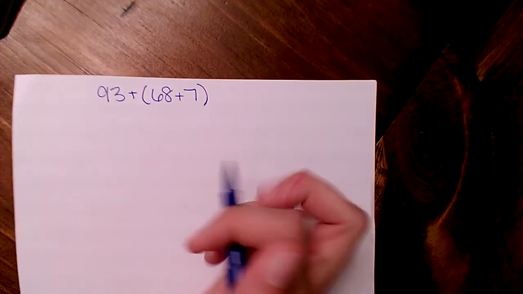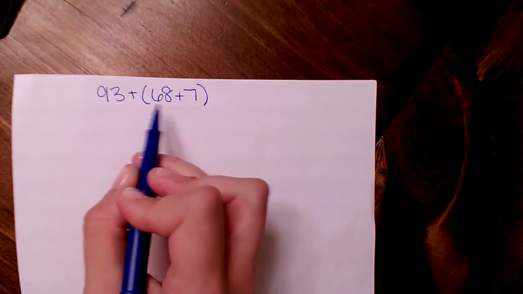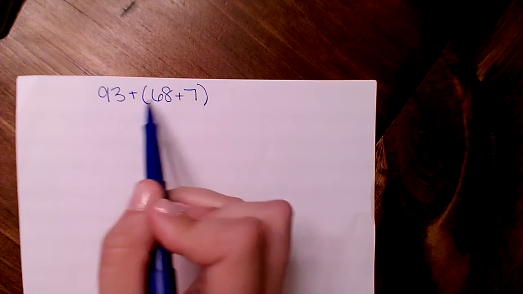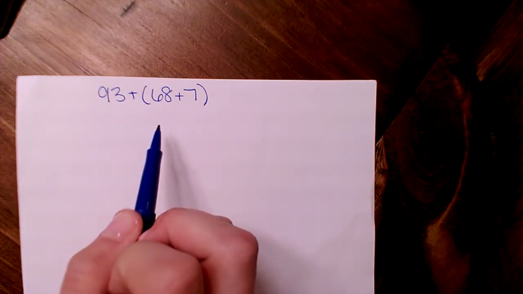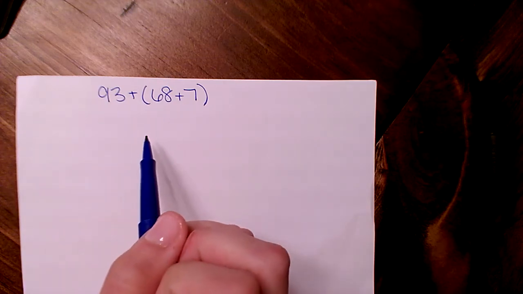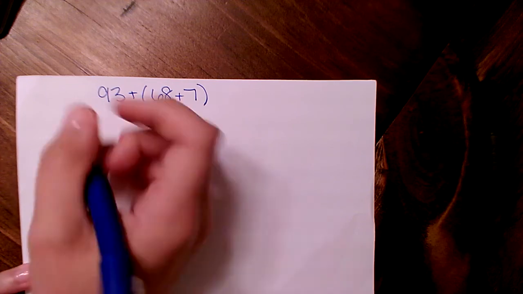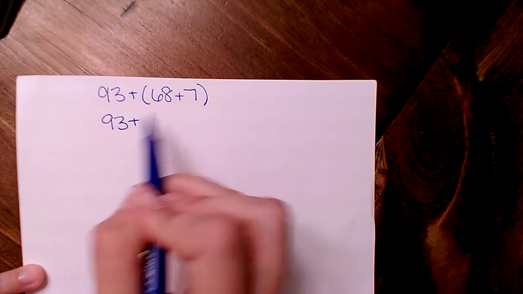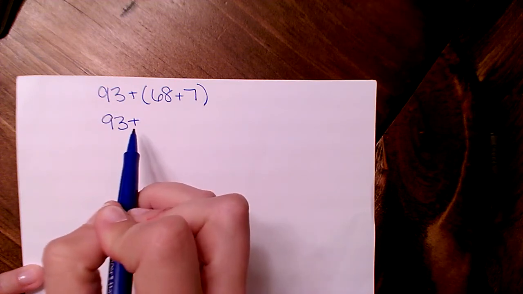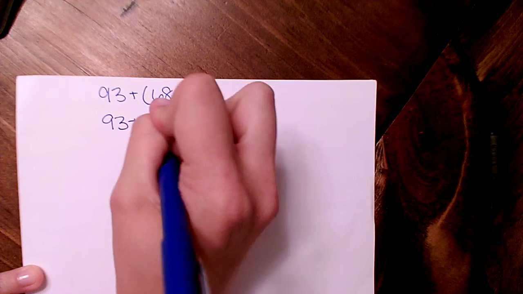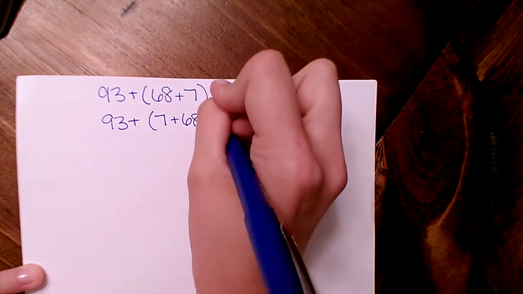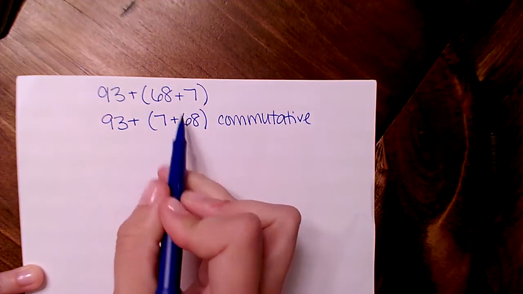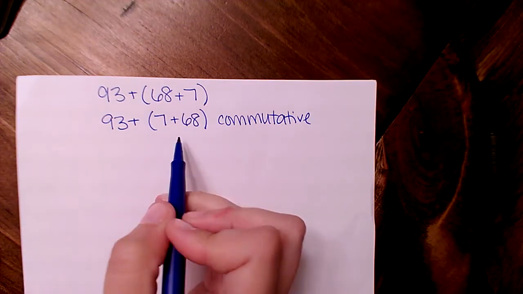Now if I look at this problem, 93 plus 68 plus 7, the 68 plus 7 is in parentheses. So I want to try and figure out how I can shuffle these numbers around and reorder them using the properties to help me solve this problem in my head. I'm going to keep the 93 where it is, and I think that if I can get the 7 next to the 93, that would be really easy to do mental math with. So I'm going to shuffle the numbers around within the parentheses and use the commutative property. All I did was switch the 68 with the 7.